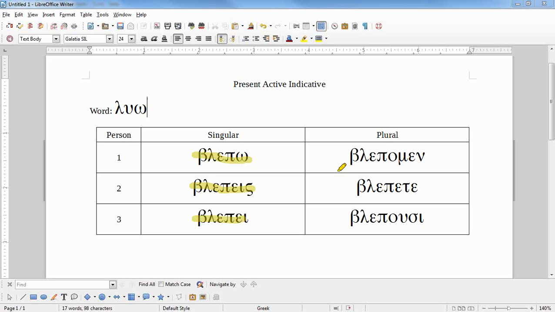Blepete. You can say, in the West Coast we don't make distinctions, you can say you see, but in other places in the United States you can say you all see, or y'all see. Okay, that's blepete. And then blepusi is they see, or the cats see, or the pack of French bulldogs see. So yeah, it's they see.